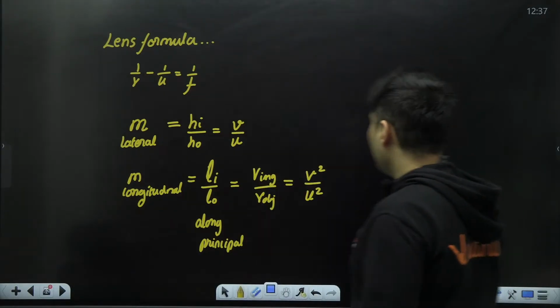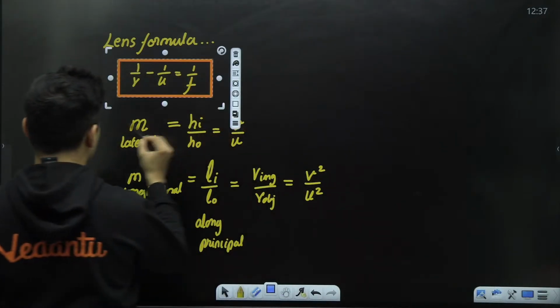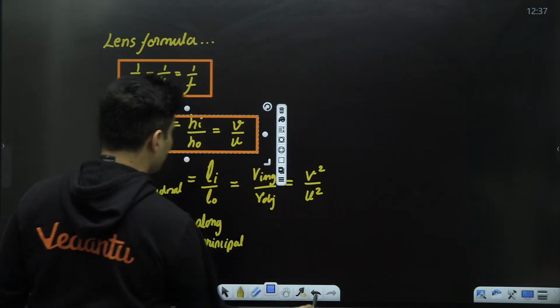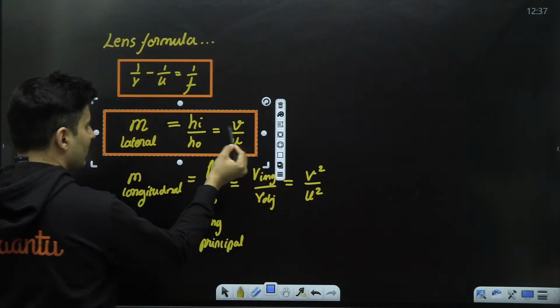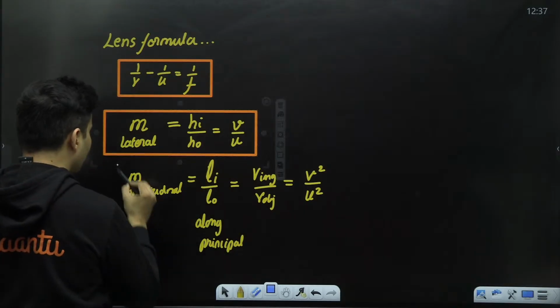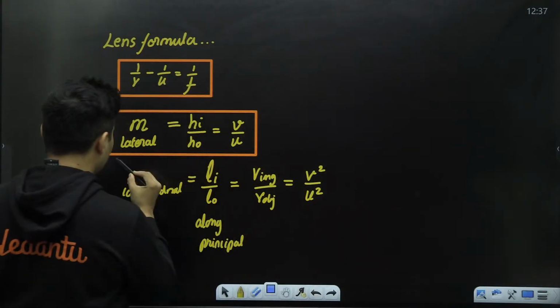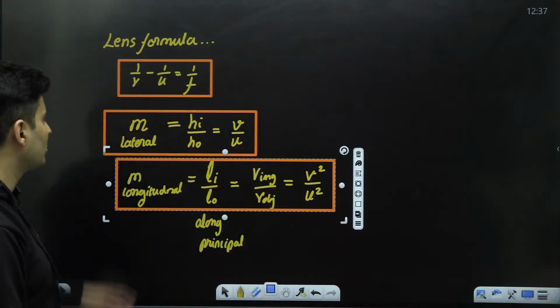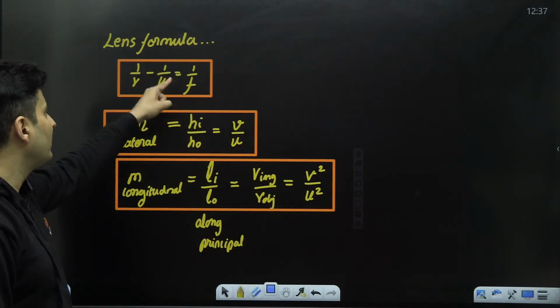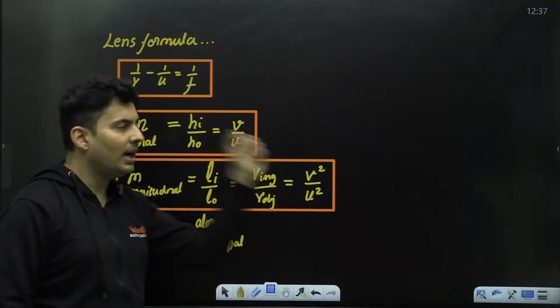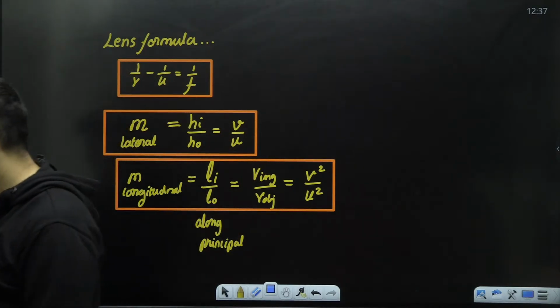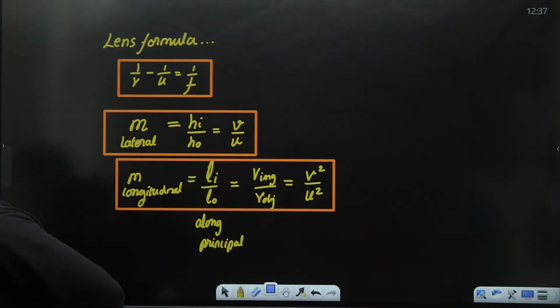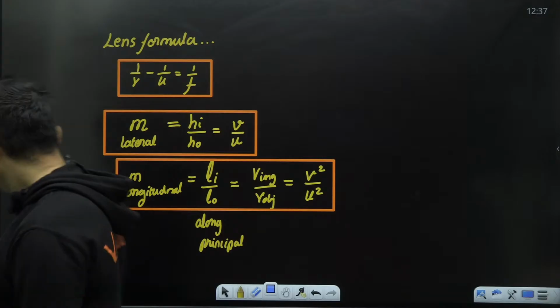Do you see they are very much similar to the mirror formulas, just that the signs are exactly opposite. In mirror, there was negative v by u, that minus is not there. In mirror, this formula had minus v square by u square. It has now become plus v square by u square. Mirror had 1 by v plus 1 by u. Lens will have 1 by v minus 1 by u. That's the only difference. Is that okay, guys? Very good. Cool.